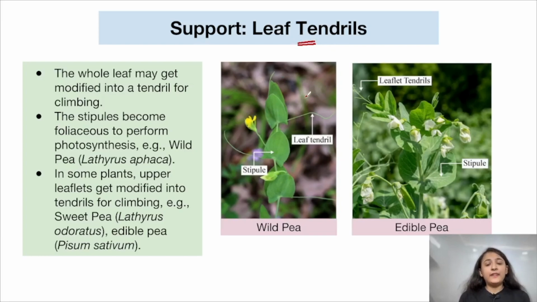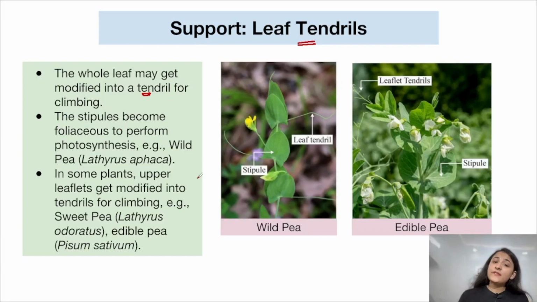Starting off with leaf tendrils. So leaf tendrils are structures which are formed by leaves for supporting the plant. These are modifications of leaf for support. So the whole leaf can get modified into a tendril for climbing. Now tendrils are these coiled structures. We also saw the stem tendrils in the previous video.